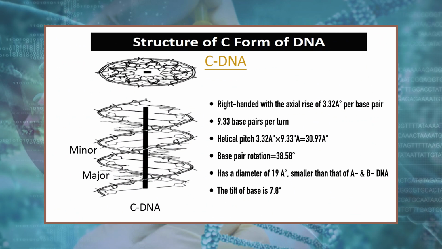Dear students, in addition to aDNA, bDNA, and zDNA, there are other rare forms of DNA also, which are cDNA, dDNA, and eDNA. So let us first discuss the cDNA. It's right-handed with an axial rise of 3.32 angstroms per base pair, and there are 9.33 base pairs per turn. Helical pitch is 3.32 angstroms times 9.33, and the base pair rotation is 38.58 degrees, and it has a diameter of 19 angstroms, smaller than that of the aDNA and bDNA. The tilt in this DNA is 7.8 degrees.